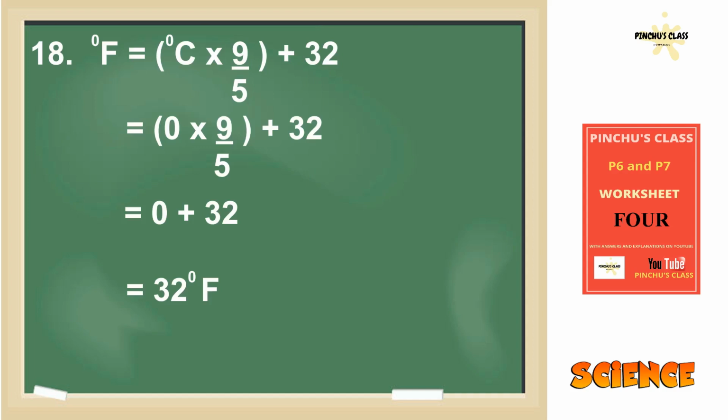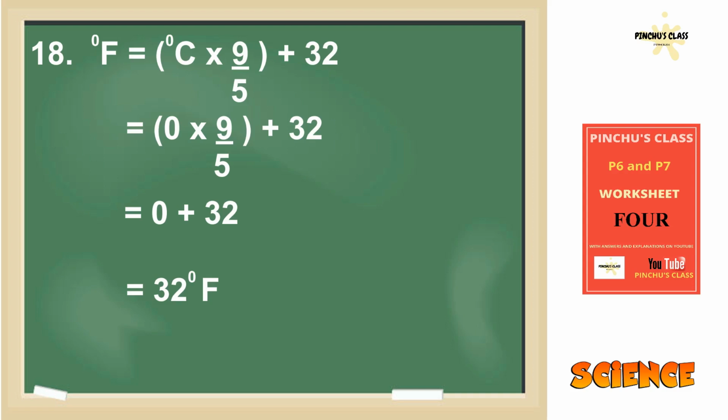And the last number for today is number 18. We are converting 0 degrees Celsius to degrees Fahrenheit, and the steps are already shown in the process. So we have to first write the formula. Fahrenheit is the same as centigrade times 9 out of 5, those are supposed to be in brackets, plus 32.